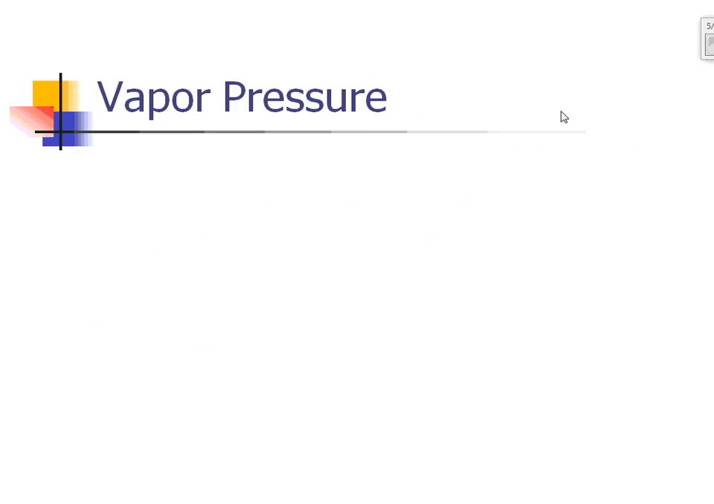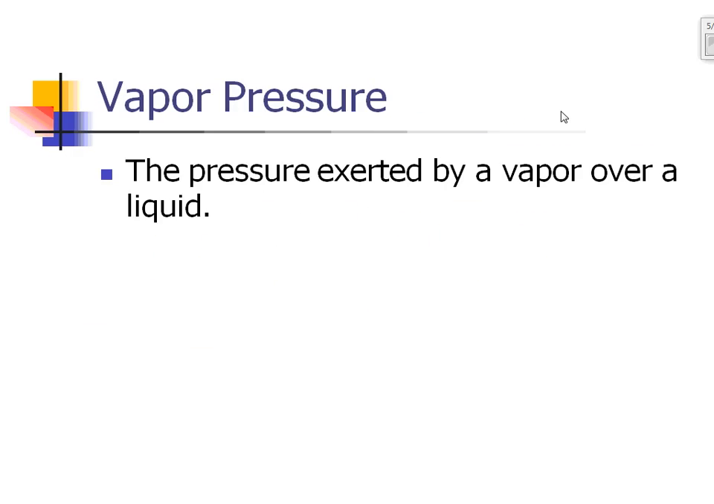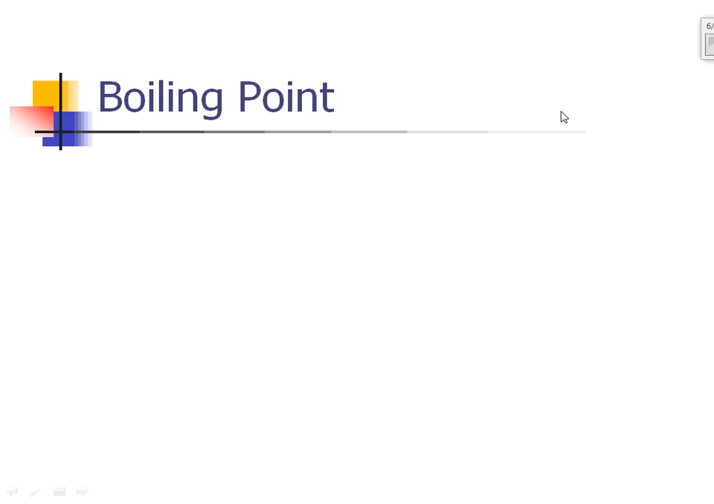So what is vapor pressure? It is pressure that's exerted by a vapor over the liquid. So what are those vapor, those gas molecules? How much are they pushing down on that liquid? Remember, pressure is all about a force exerted over a surface area. All gas molecules have that. So how much pressure is being exerted?